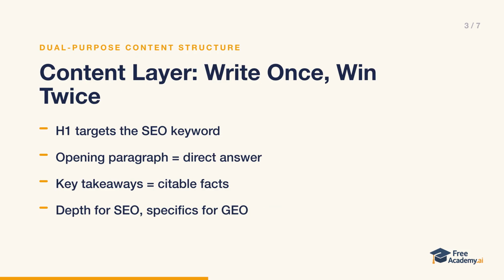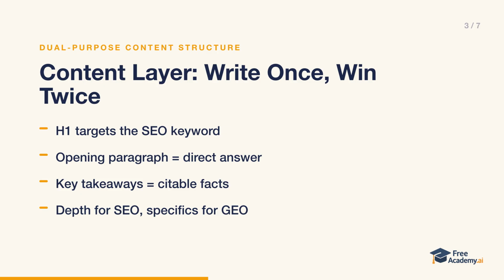Now, the content layer, where you write once for both channels. The hybrid structure works like this. Your H1 targets your SEO keyword. Then the opening paragraph gives a direct answer, which is what makes it citable for GEO. Each H2 subtopic gets a comprehensive explanation for SEO depth, followed by a bolded key takeaway with a specific, citable fact for GEO. Take a post on the best CRM software for small businesses.